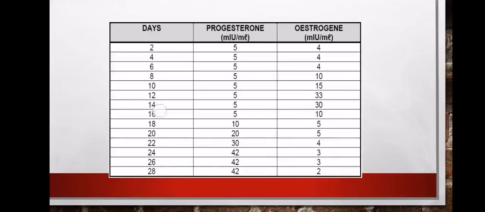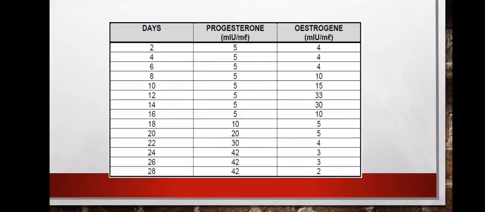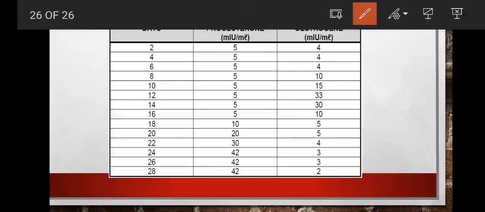So that is the simplest part about all of this. Let's try to summarize it using this table. I also have to summarize it using a graph, but this is what I want you to check. You are given a period here in days. You're given the level of progesterone, the level of estrogen. I'll just ask about a few things.